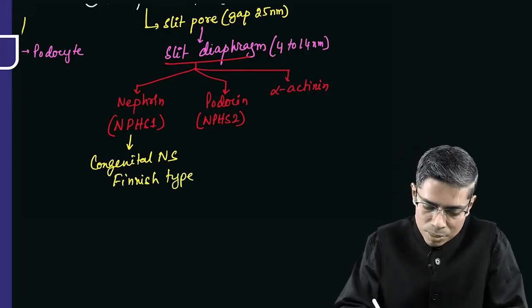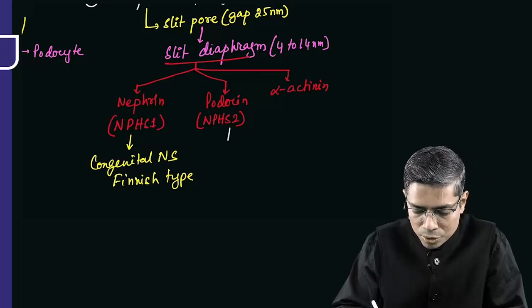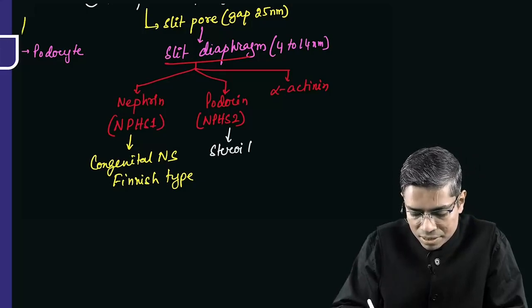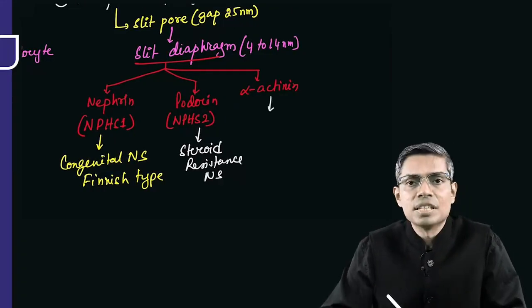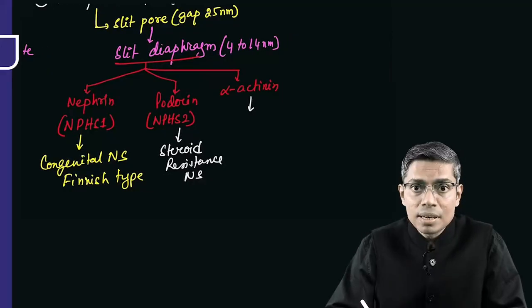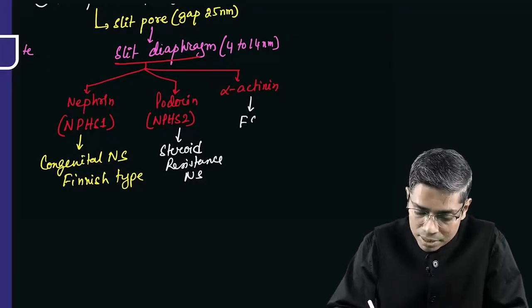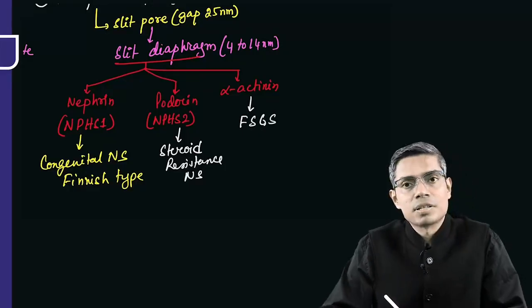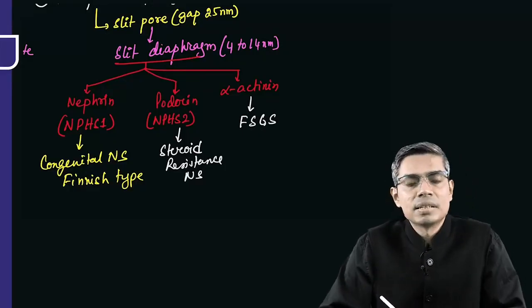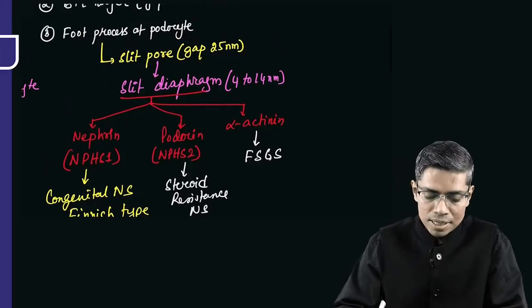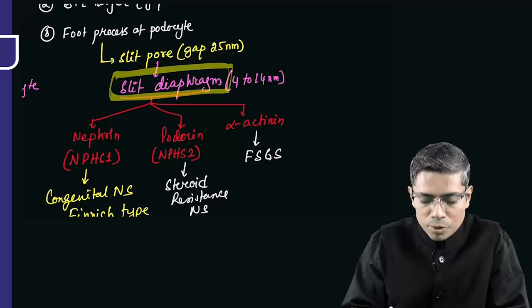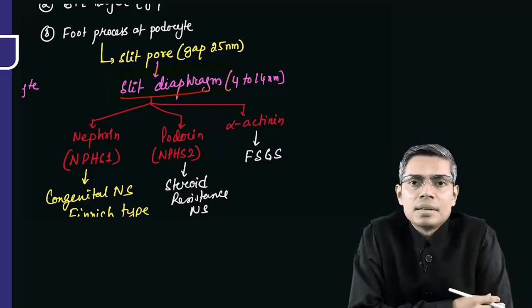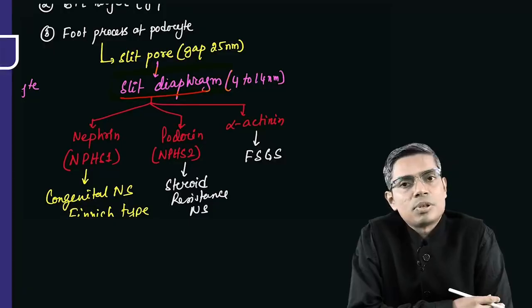If there is mutation of this podocin gene, then it will produce steroid resistant nephrotic syndrome. If there is mutation of the alpha actinin gene, there will be another disease, like focal segmental glomerular sclerosis, the sporadic variant of focal segmental glomerular sclerosis. That's why this slit diaphragm is very important. Whenever there is mutation of the proteins which form the slit diaphragm, there will be various renal pathology, like for example this disease that I have talked about, right?